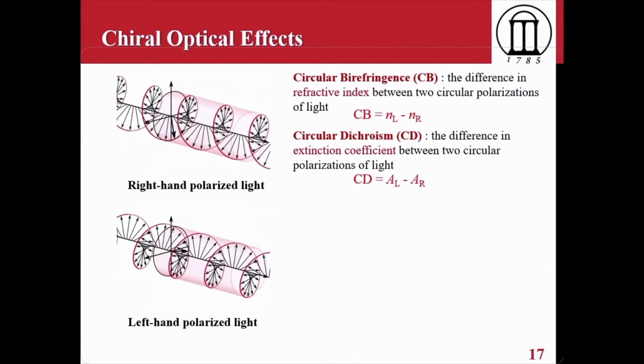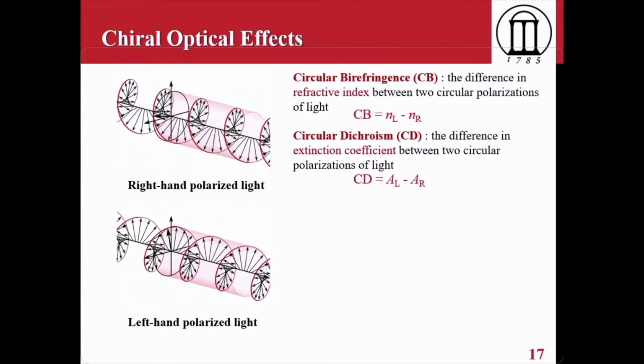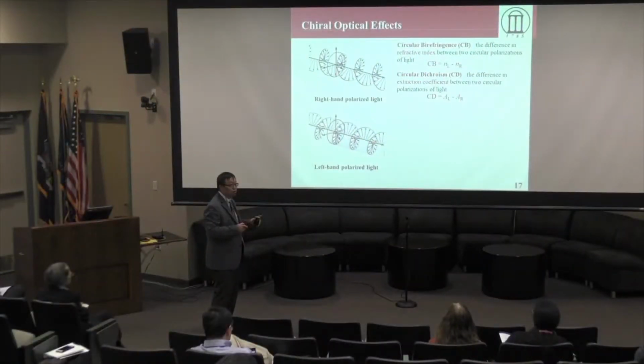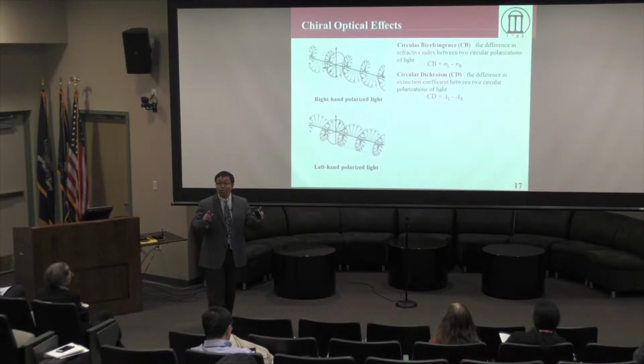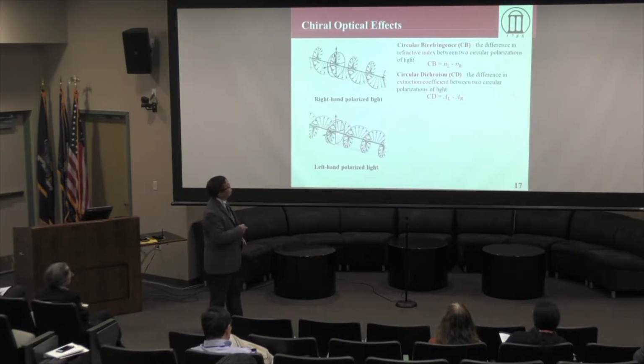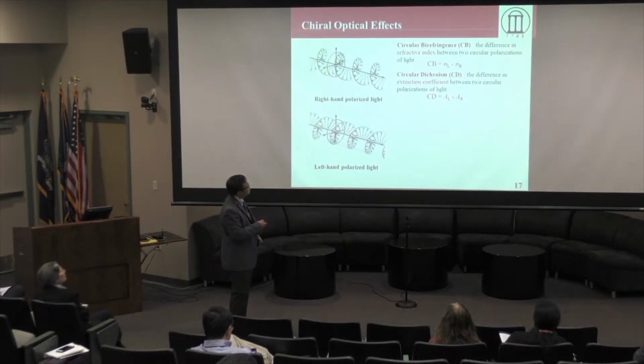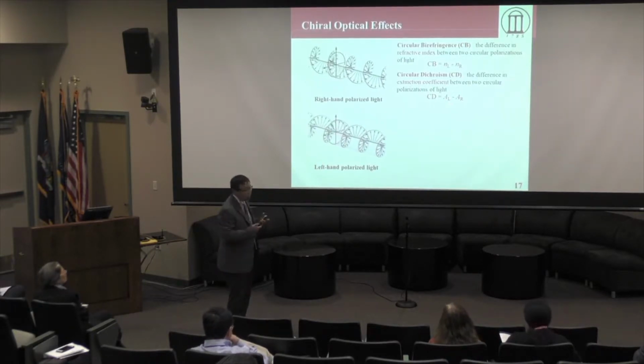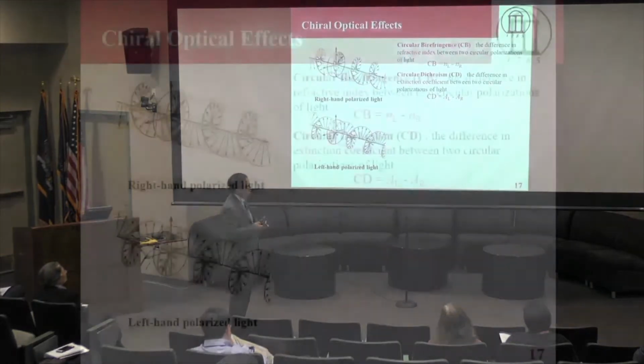If the structure has handedness, then its index of refraction for the right-handed polarized light and the left-handed polarized light will be different. Their absorption will also be different, right? So this is called circular birefringence. If the absorption is different, this is called circular dichroism.